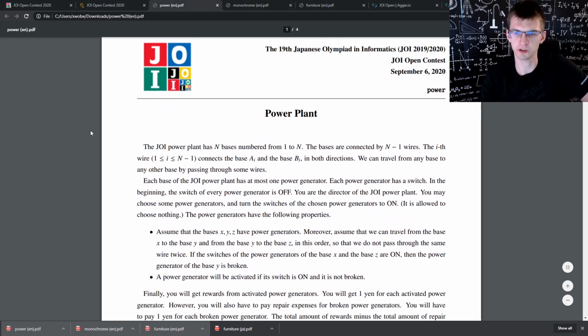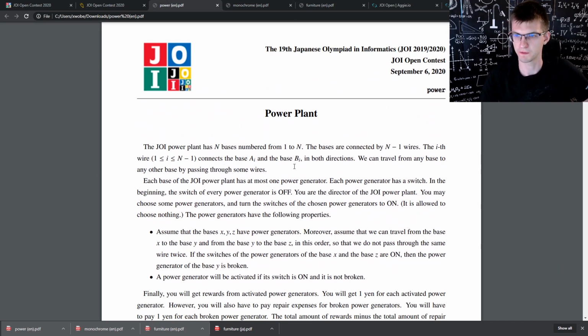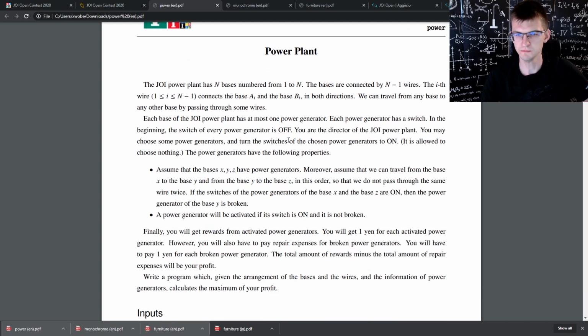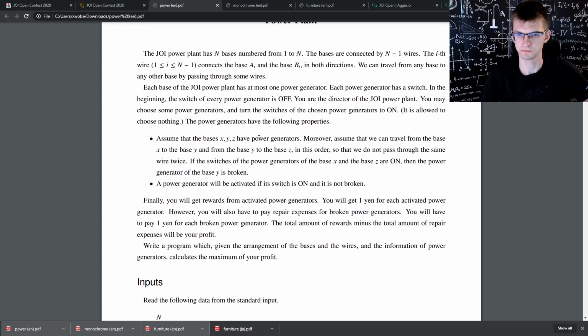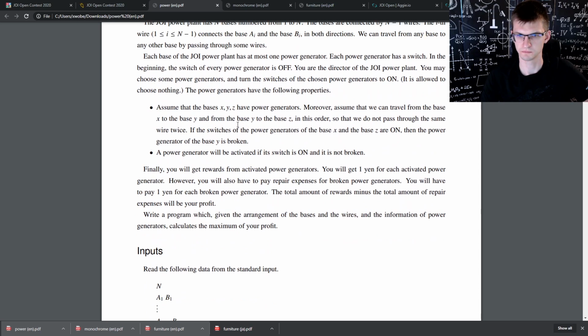Let's try power plant, the third problem. There is a tree. If something is between two vertices, then it's broken. So it's kind of a convex hull of vertices.